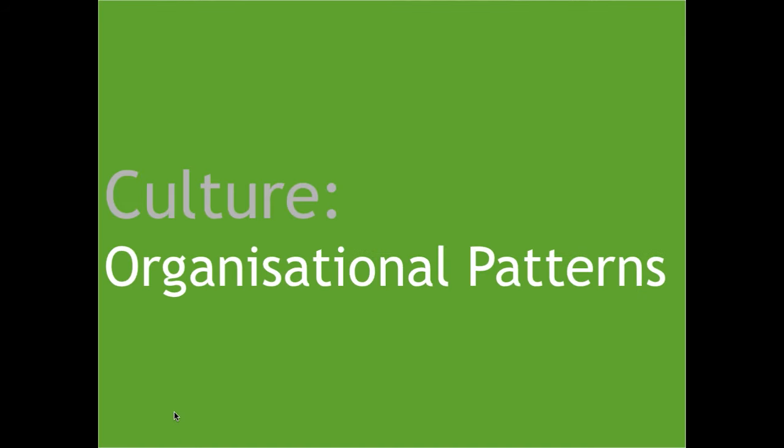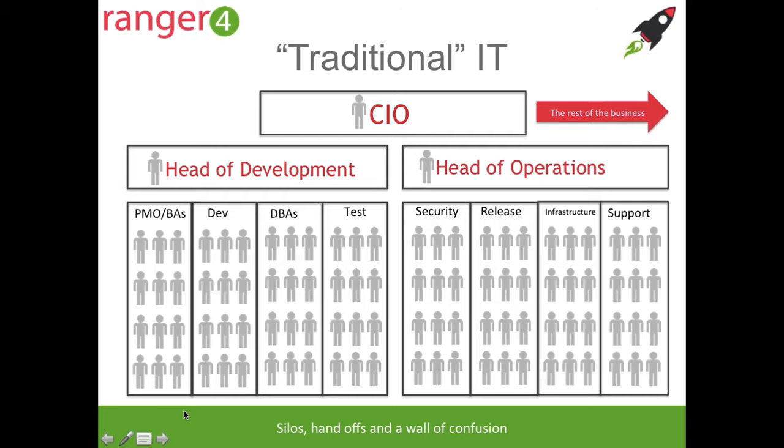To begin with, I wanted to look at culture, and in particular how changing organisational structure, and what patterns we can use in organisational structures, can influence cultural change and behavioural change. This is an example of what we typically see in organisations that have been around for more than a decade and that haven't really got IT as their core competency. What you typically see is a CIO at the top, and then effectively 2 large silos, development and operations, quite separated from the business.